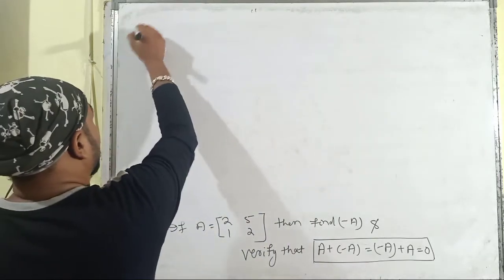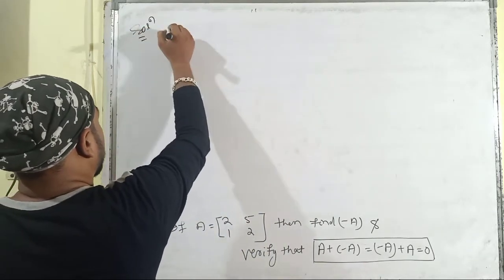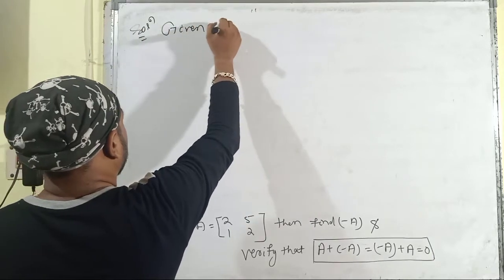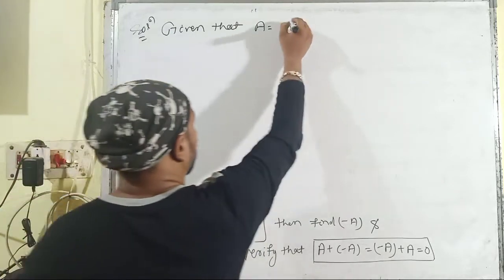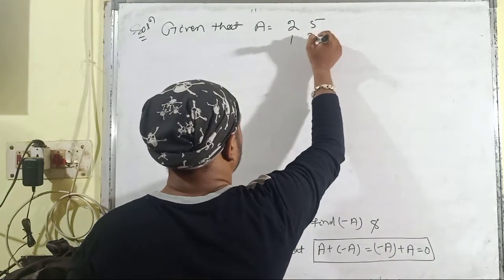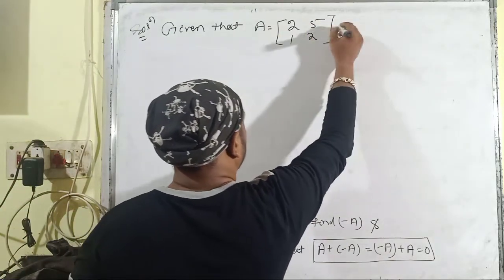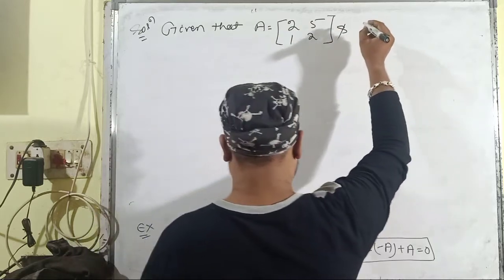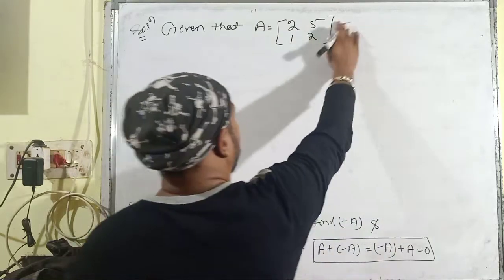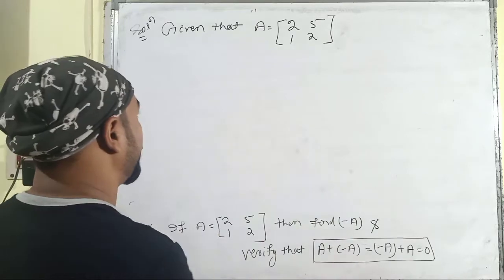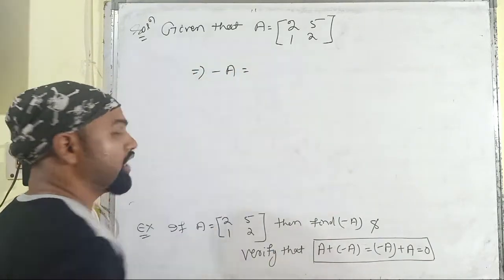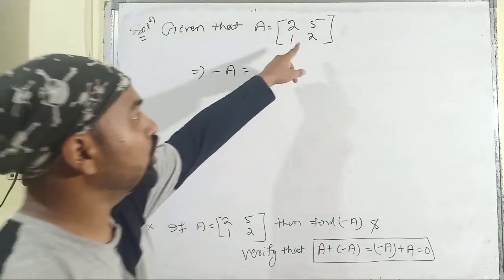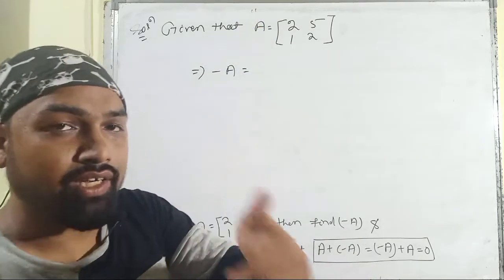So here it is the solution. Given that A is equal to [2 5; 1 2], we have to find out the negative matrix of A, that means minus A. That implies minus A is obtained by replacing each of the terms of A by its additive inverse.